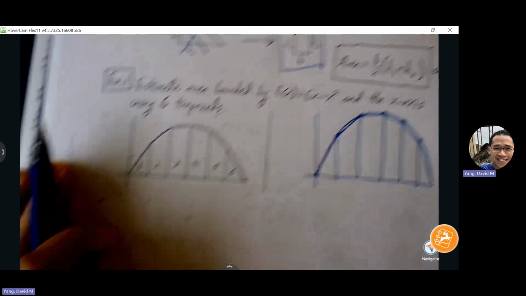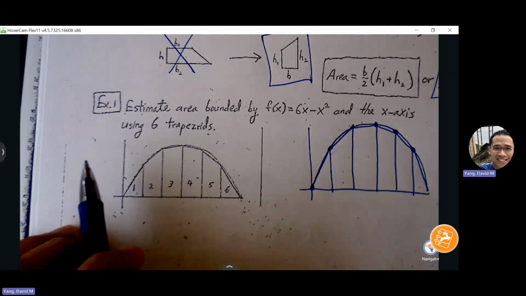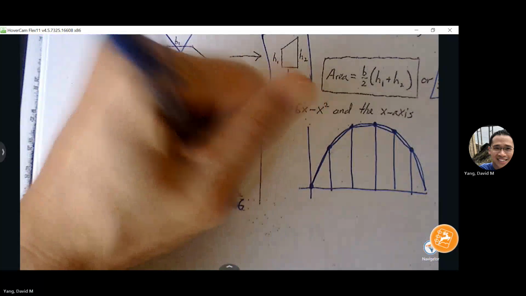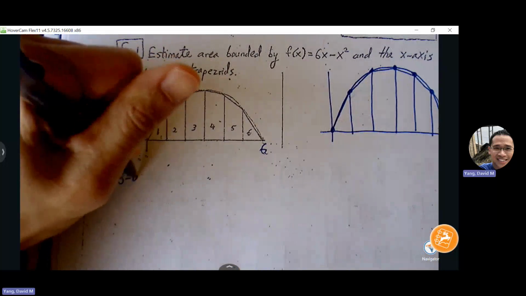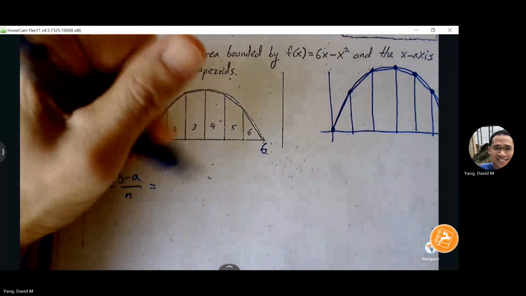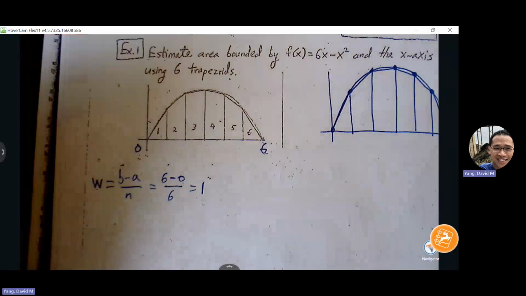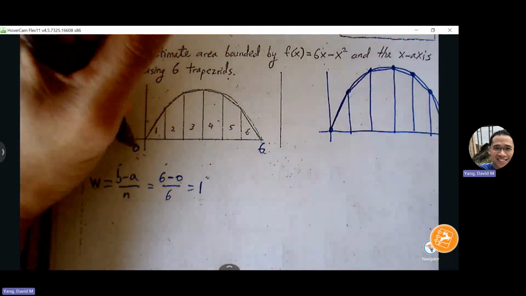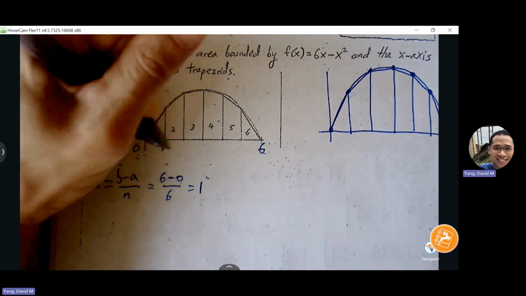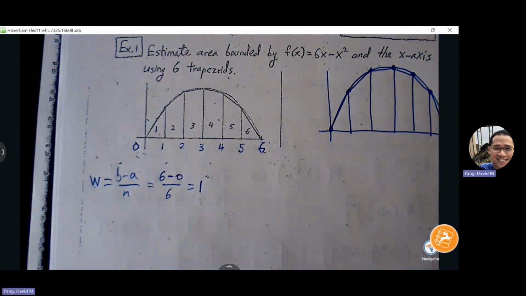Okay, so we're still going to find the width the same way. Here, I know I didn't tell you, but the function goes from 0 to 6. So that's my a and b value. My width is just b minus a over n. I still use the same formula for width. So 6 minus 0 over 6, which is equal to 1. Starting from my left endpoint, I'm going to keep incrementing by 1 until I reach my final point.